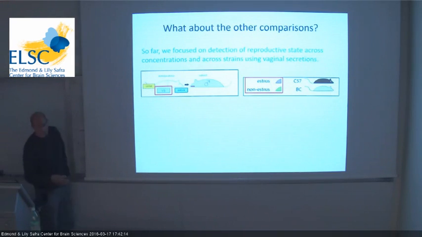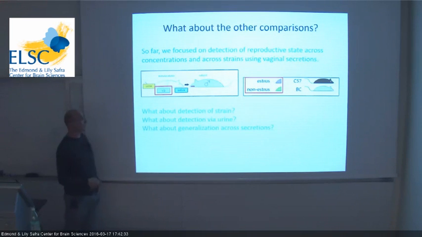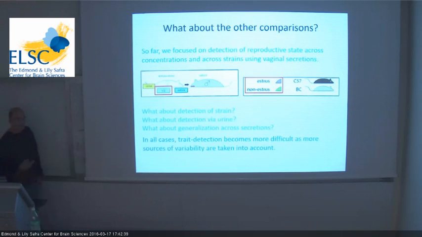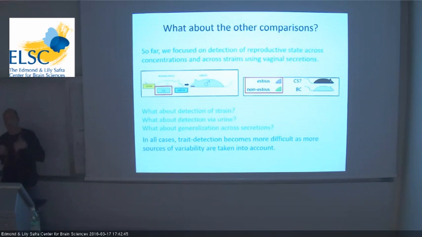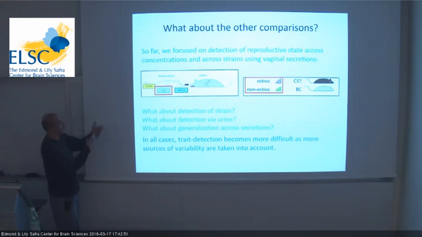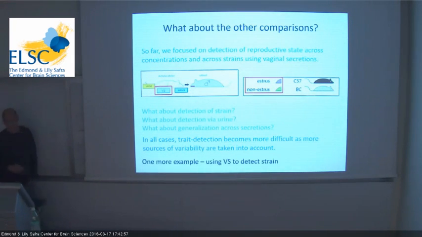So now what about the other comparison? So far I focused only on reproductive state across concentrations, or dilutions, and strains using vaginal secretions. There are many more comparisons that can be made. We can ask, what about detection of strain? What about detection with urine? What about generalization across secretions? This is another thing that can be done. And you need not worry, I will not tell you about all of these right now. In all of these cases, the outcome is that trait detection becomes more difficult as more sources of variability are taken into account. The sources of variability are dilution, the strain, and the source of the secretion. These are the sources that we tested here.